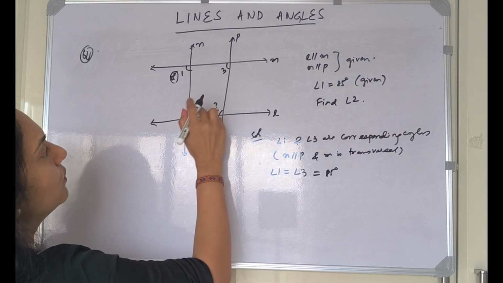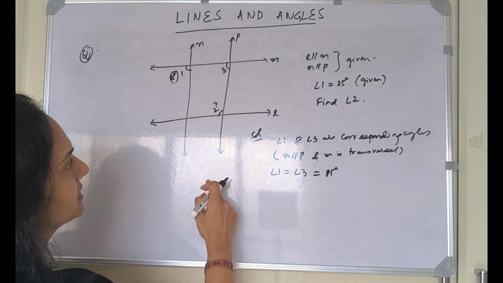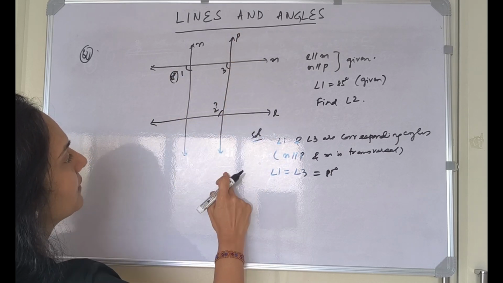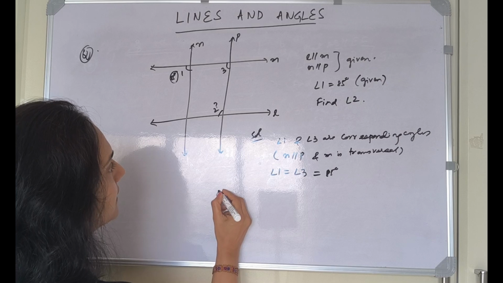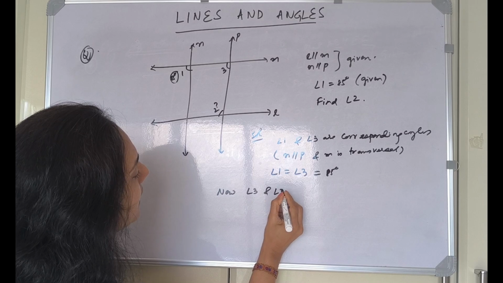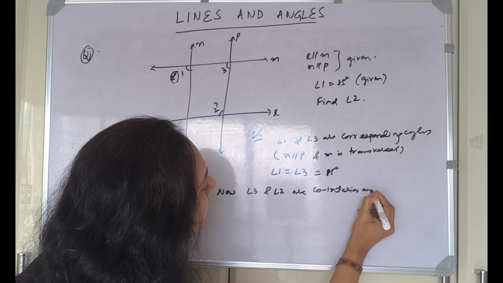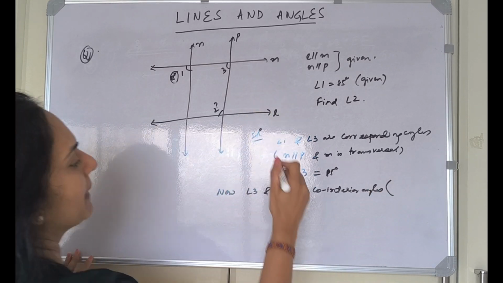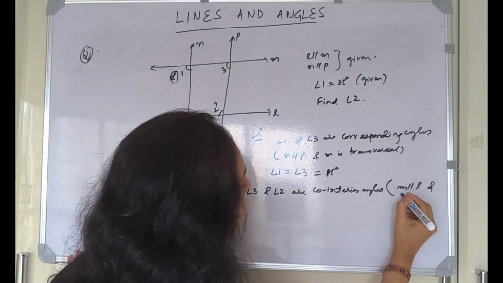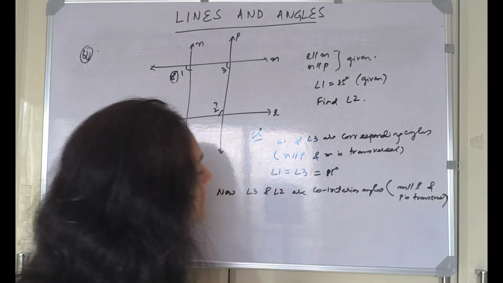Again look at 3 and 2. They are co-interior angles. Why? Because M is parallel to L and P is the transversal. These two lines are parallel and this is the transversal. So 3 and 2 are co-interior angles. So we will say that angle 3 and angle 2 are co-interior angles. Reason: M is parallel to L and P is the transversal.